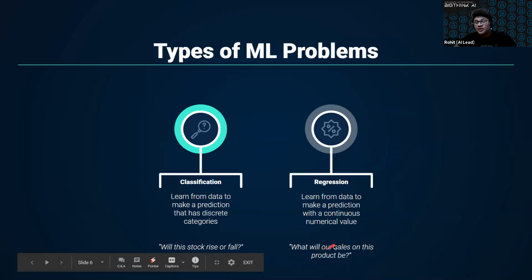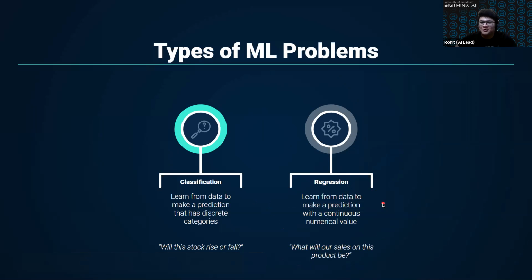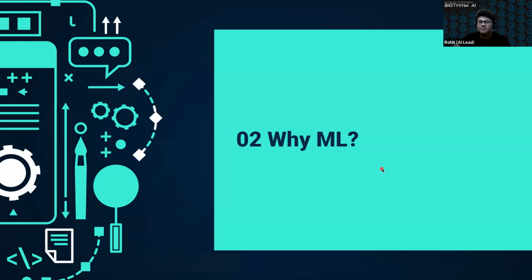And here's another one: what will our sales on this product be, right? So that's not something you can say yes or no to. That's going to get you fired. So those are the main kinds of machine learning problems that are out there.